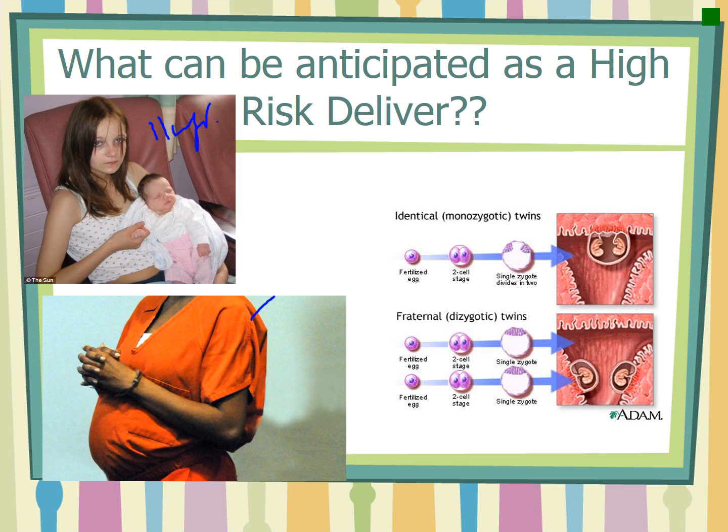So here I have a couple examples, and the question posed is, what can be anticipated as a high-risk delivery? For this one right here, we're going to say she's 11 years old. Okay, so if she's 11 years old, what is the risk? Boop. That's what. This lady here is incarcerated, actually due to drug use while pregnant. In Tennessee, if a baby is born with a drug addiction, the mom actually goes straight to jail. So just an FYI on that one.